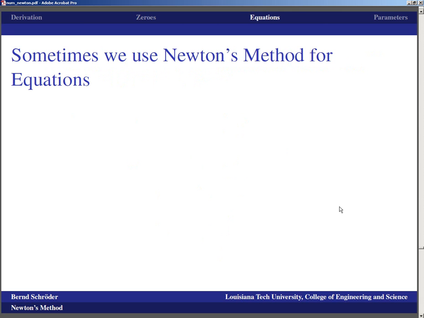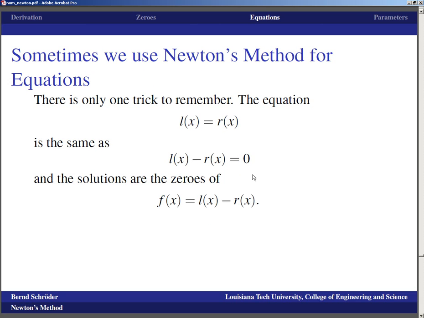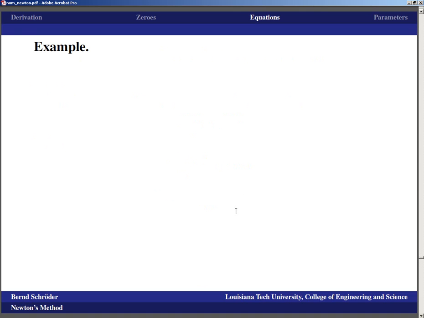Okay, so sometimes we can also use Newton's method for equations, and there's really only one trick to remember: if you've got an equation left-hand side equals right-hand side, that's the same as left side minus right side equals 0, and the solutions therefore are the zeros of this function, left side minus right side.